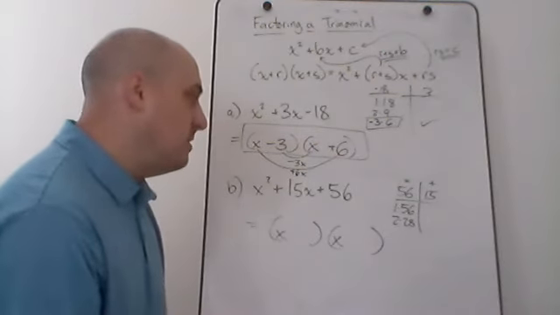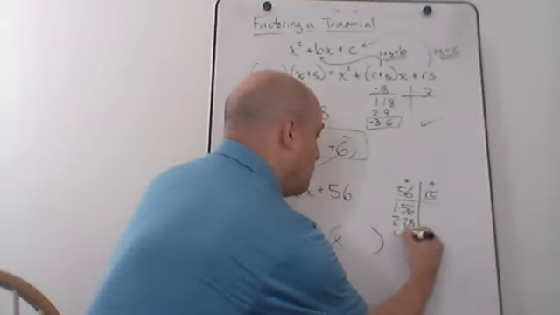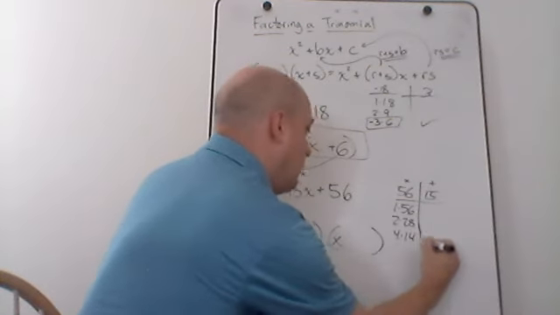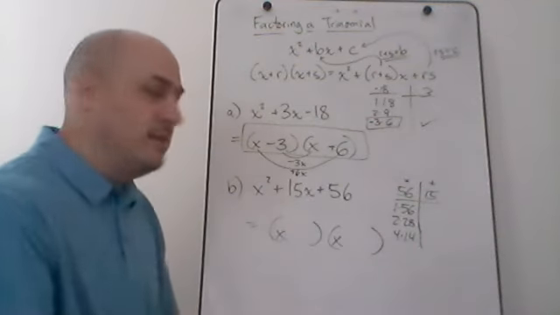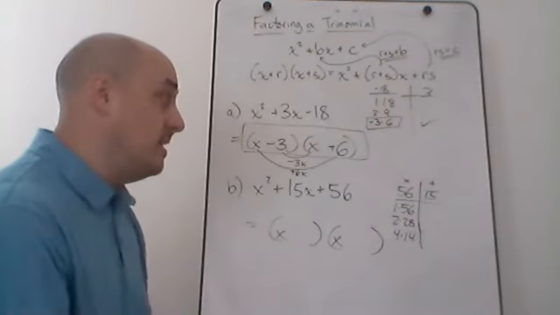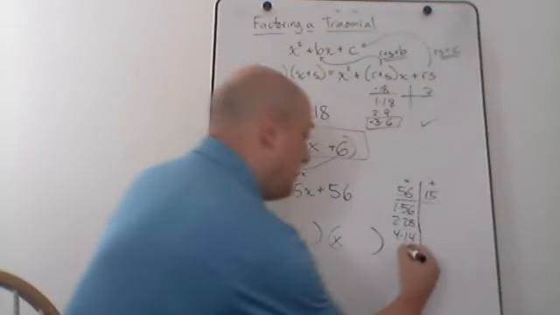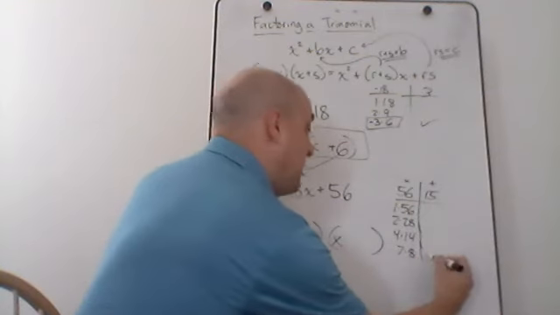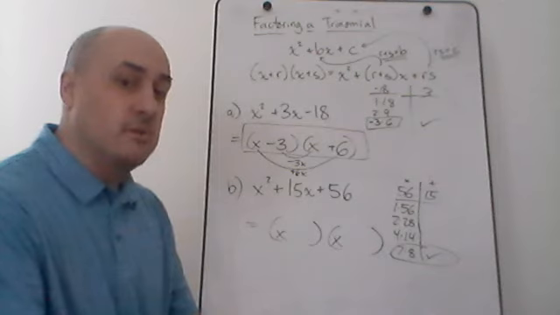Let's see, will 3 go into 56? It will not. 4 will. All right, it's going to be 4 times 14, but 4 and 14 also don't add up to 15. Let's see, 5 will not divide evenly into 56. 6 will not divide evenly into 56. 7 will. All right, it's 7 times 8 gives us 56, and 7 plus 8 gives us positive 15. So those are the numbers that I need there.